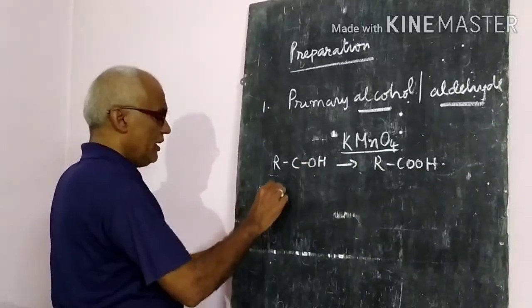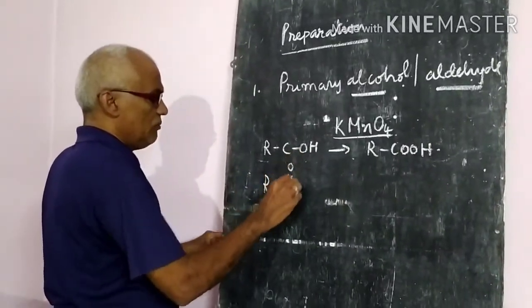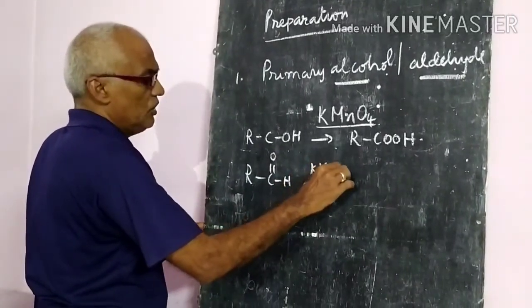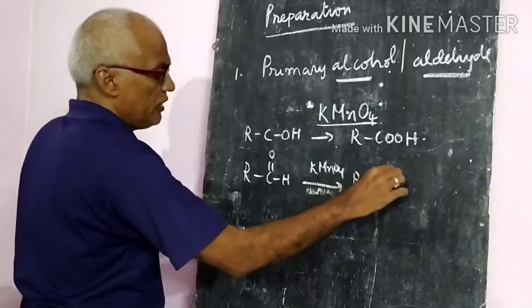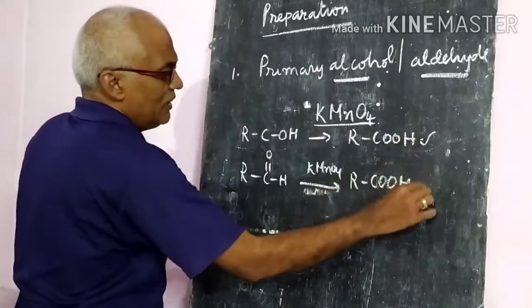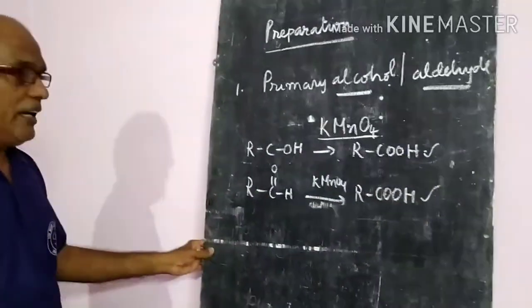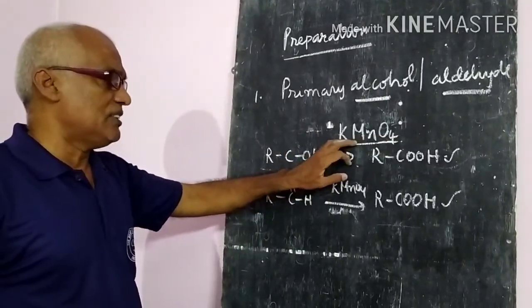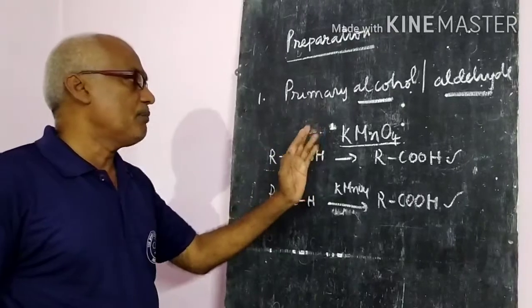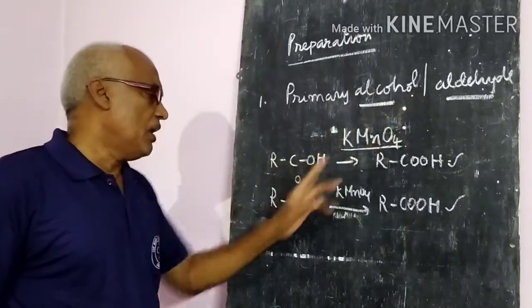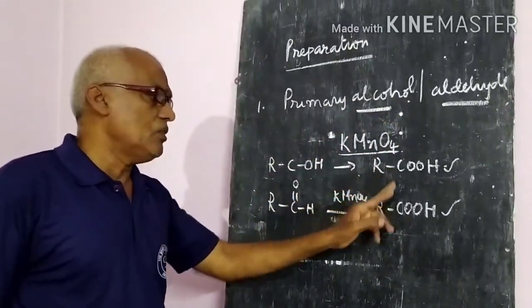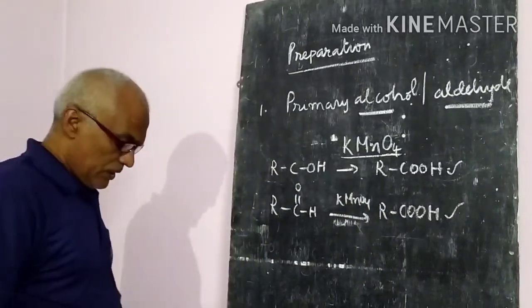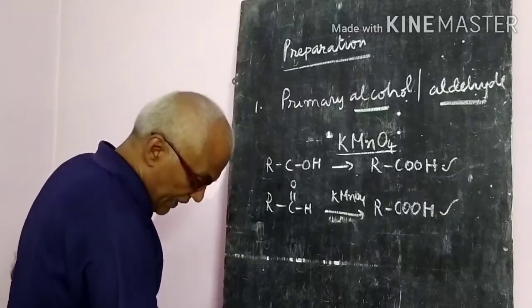Even aldehydes, RCHO, on oxidation will also give the corresponding acids. So this is the direct method. That means in an alkaline medium or with strong oxidizing agents, primary alcohols and aldehydes will be converted into the corresponding acids. So this is one method. But a special method is there.